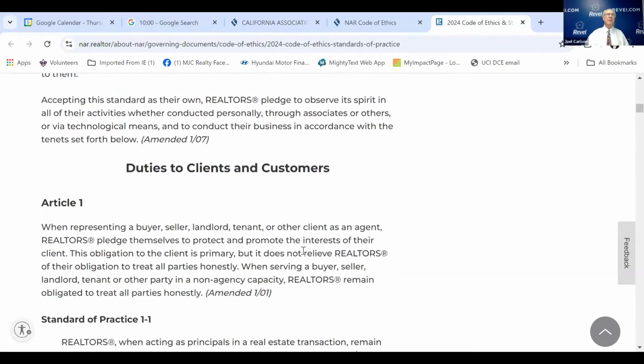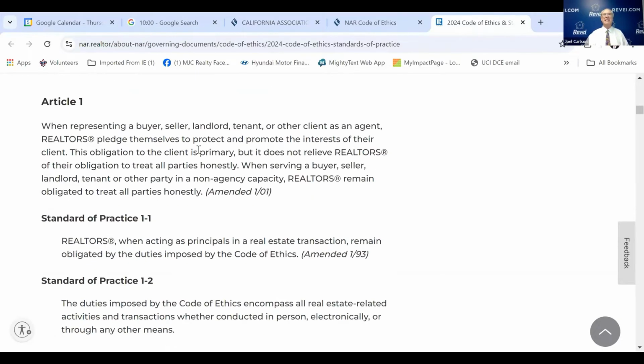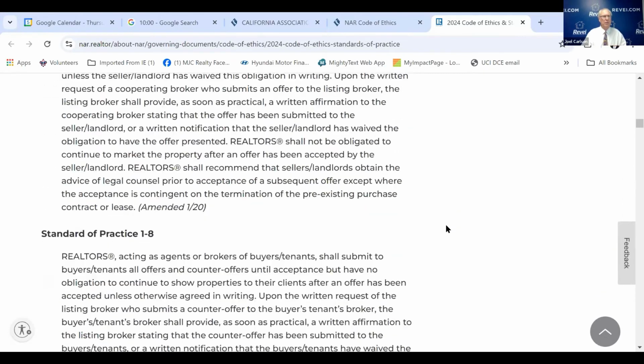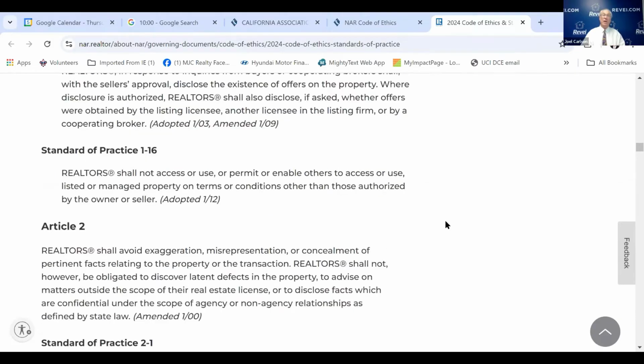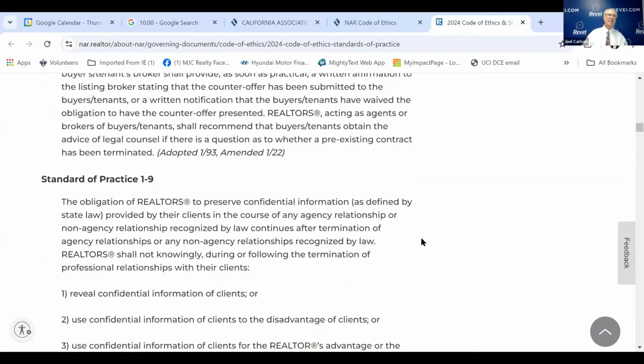The first items it talks about here, duties to clients and customers. It basically says you will not lie, cheat, or steal from your clients. Now, I thought that was pretty clear. I will not lie, cheat, or steal from my clients. Apparently, that was so unclear, it took 16 more paragraphs to explain what that means. So you have Article 1, you won't lie, cheat, and steal. And then you have standards of practice 1-1, 1-2, 1-3, all the way to 1-16 as to what that means.